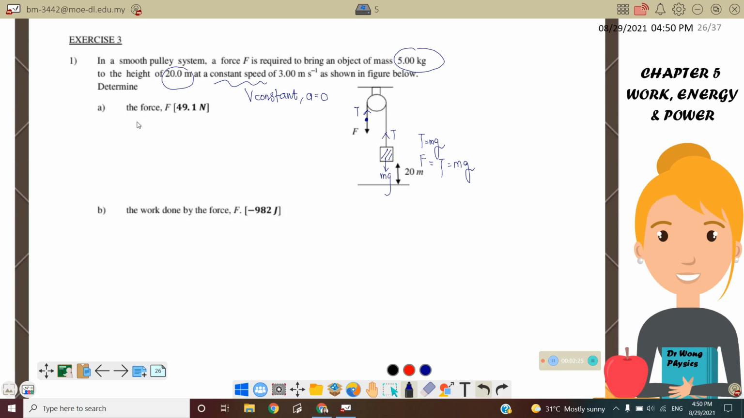To determine the force, we use chapter 4, where force equals mg. The force here is the value we don't know, because this is the external force. M is given as 5 kg, g is 9.81, so we get 49.1 Newton.